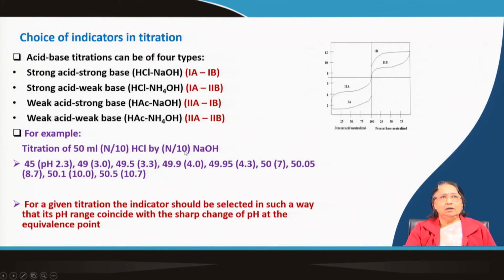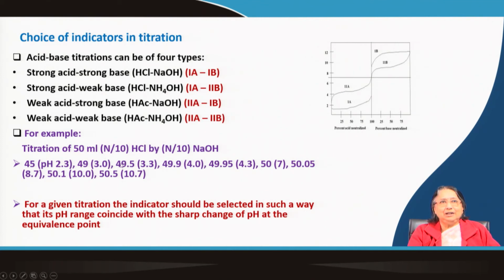Okay. But we start by thinking about the addition of 45 milliliter of NaOH. What will happen? What will be the pH? When you have already added 45 milliliter of NaOH solution, then the pH will be like this. If you calculate it, you can do it easily. Then, for example, if you have already added 49 milliliter of NaOH to this HCl solution, then the pH will be like this.